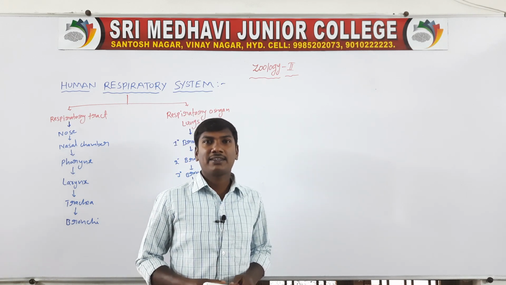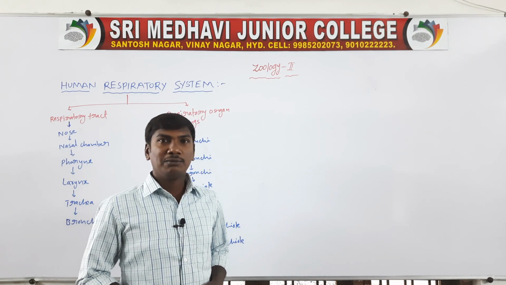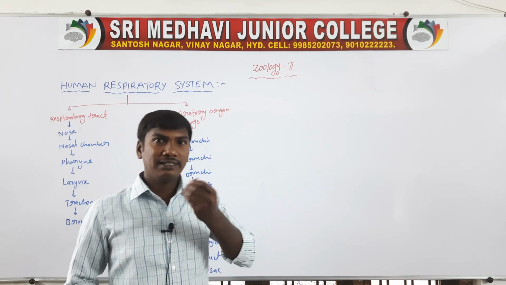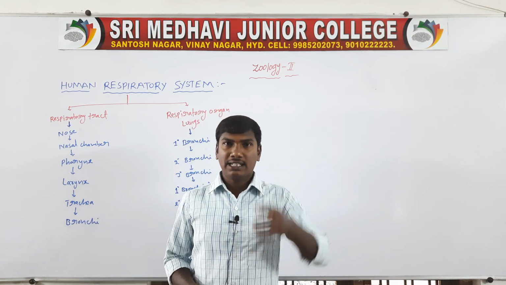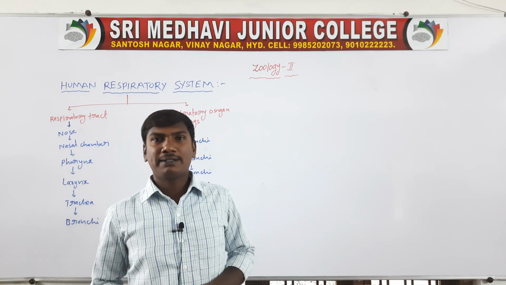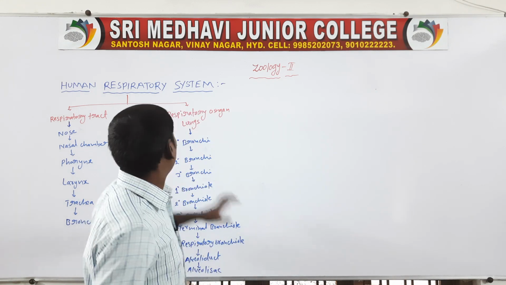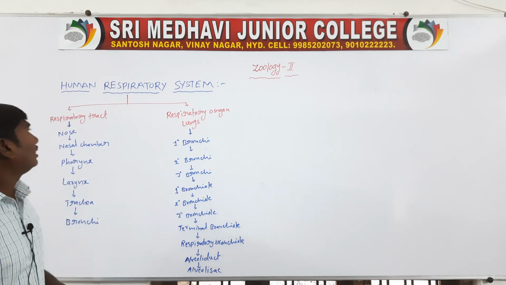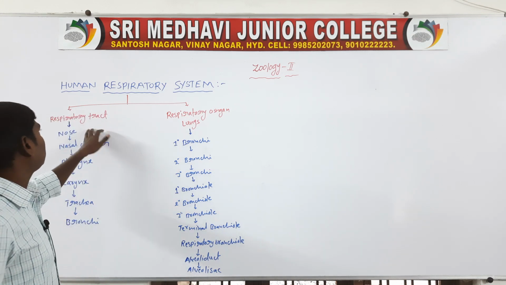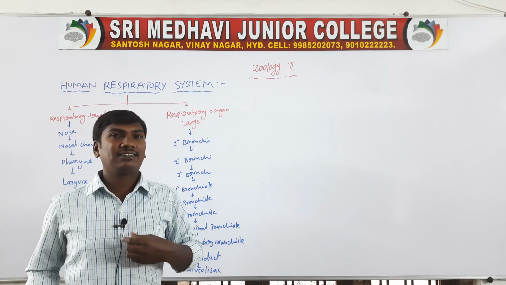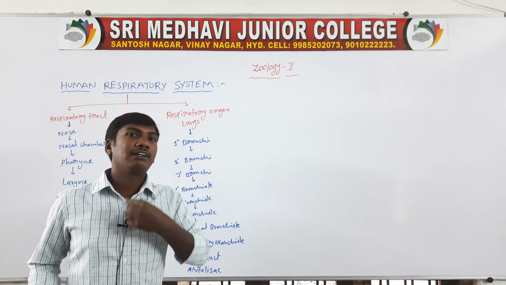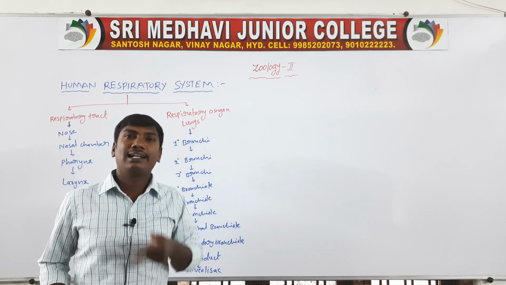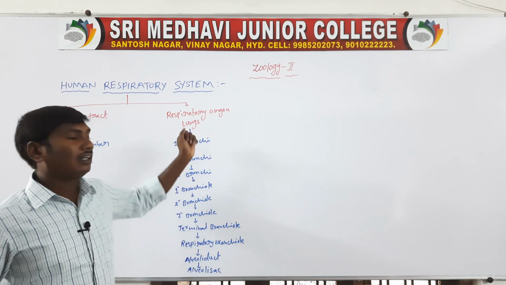Zoology second year. Today's topic is the human respiratory system. The previous class discussed the types of respiratory organs and an introduction to the human respiratory system. So today's topic is the human respiratory system. The human respiratory system consists of the respiratory tract and the respiratory organs. The human respiratory organs are the lungs. So, the respiratory tract and lungs.